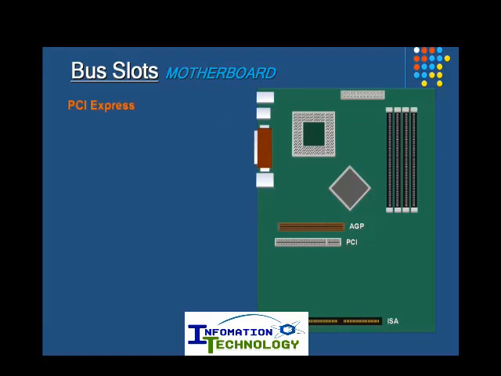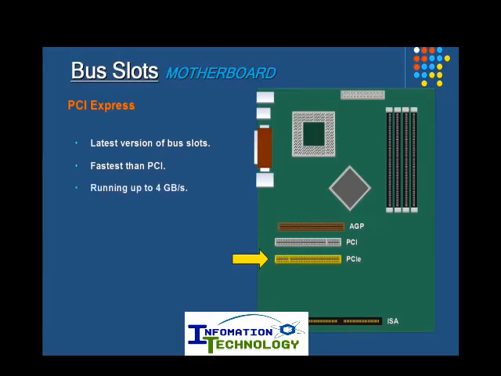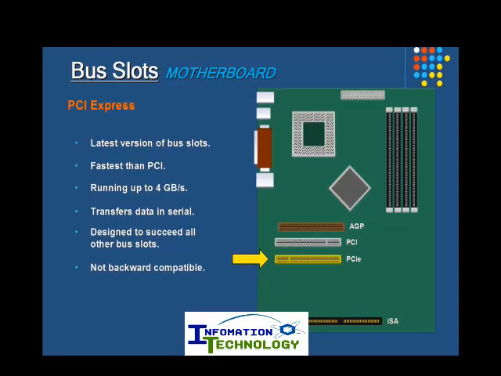PCI Express is the latest version of bus slots. It's faster than its predecessor, with speeds up to 4 gigabytes per second. And unlike standard PCI, which transfers data in parallel, PCI Express transfers data in serial. Transferring data in serial is much faster than parallel, because serial data is transferred in packets. PCI Express was designed to succeed all other PCI bus slots and AGP. And it is not backward compatible with standard PCI because the architecture is very different.